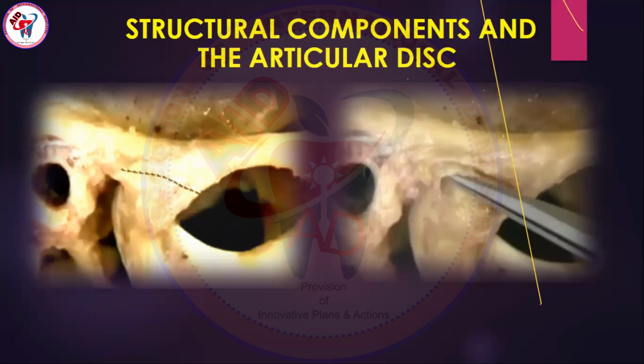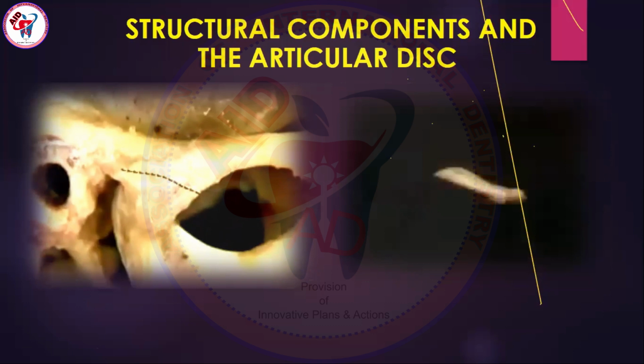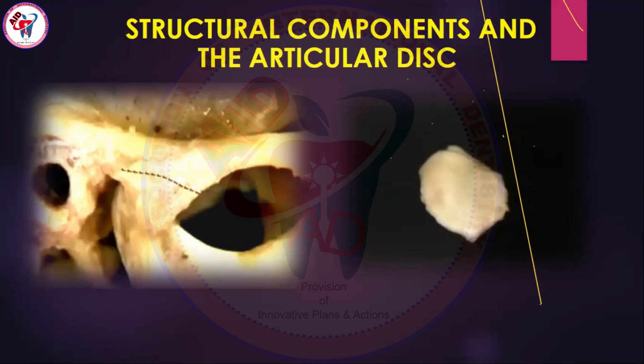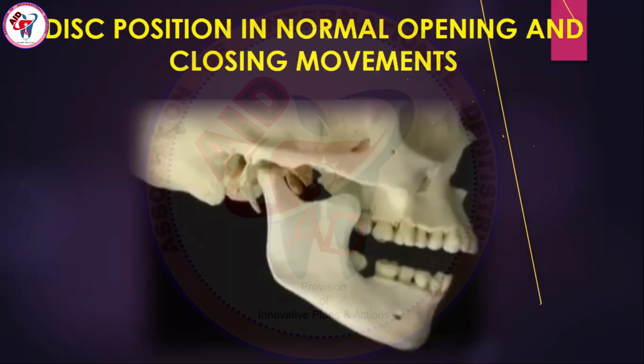You see the posterior fibers, they are attached firmly, and when you see the disc, this is a flexible fibrocartilage. It is very soft, like this, and it is present beneath the glenoid fossa and superior to the joint. Now look at the movement.